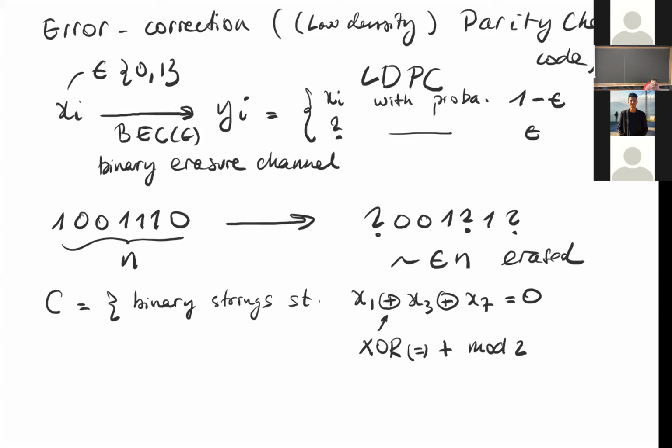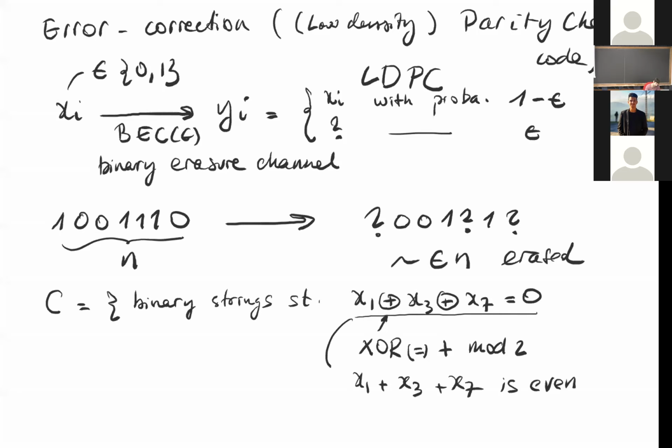Okay? So essentially, this constraint here is enforcing the sum of the first bit plus third bit and seventh bit to be an even number. So this is equivalent to saying x1 plus x3 plus x7 is even. Okay?